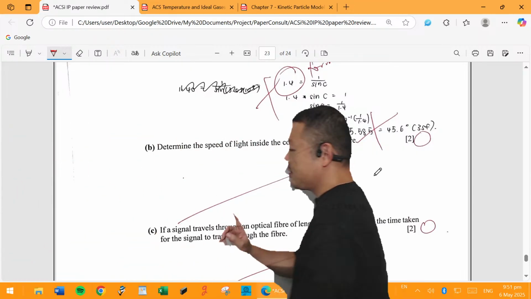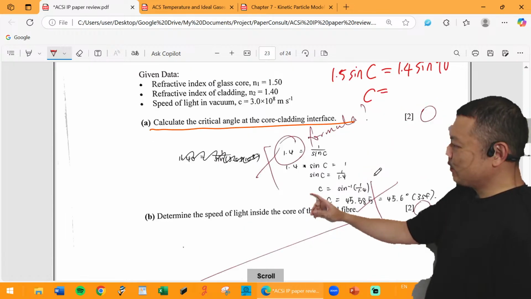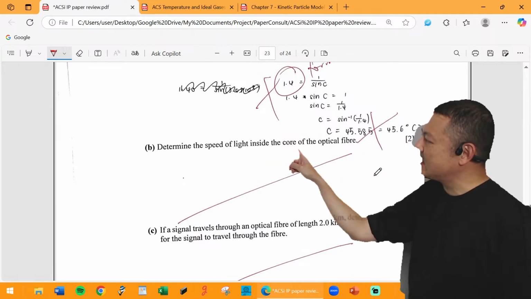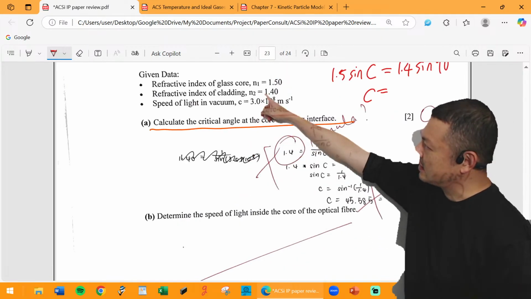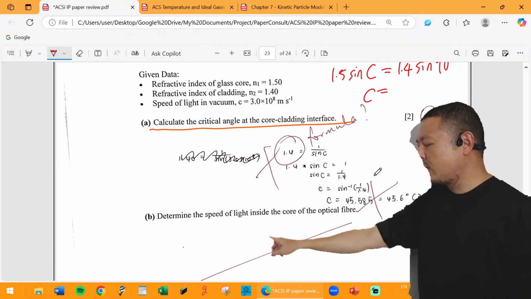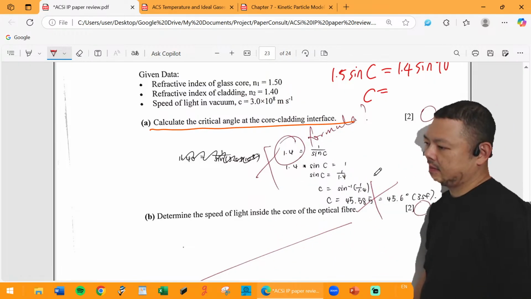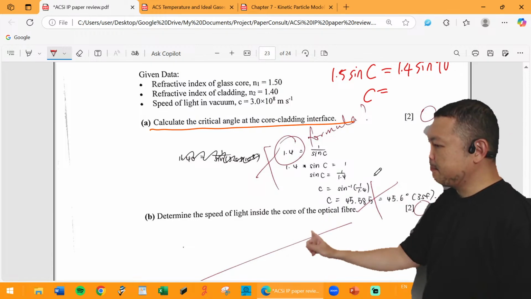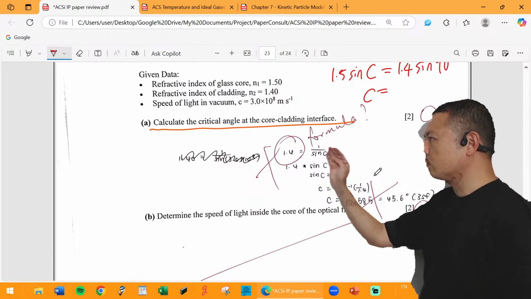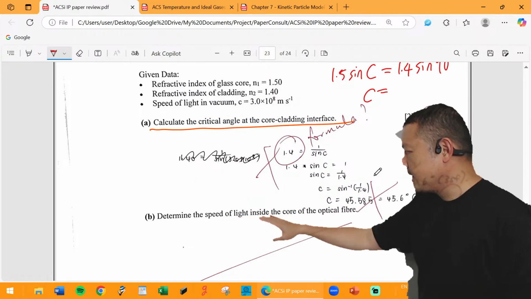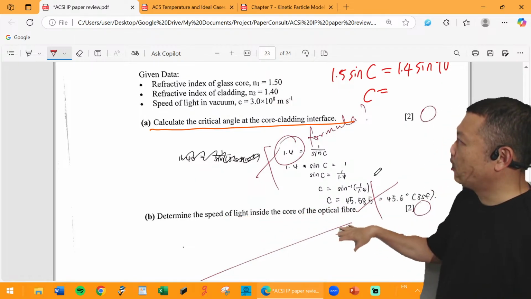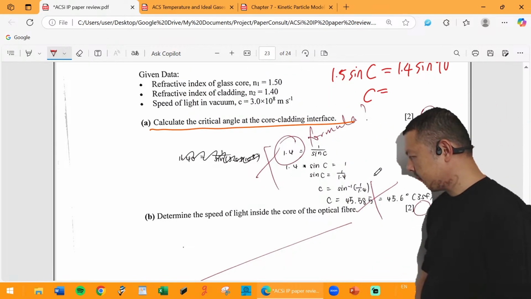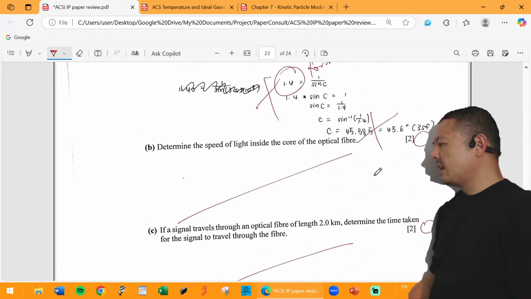Whoever set this paper is damn nasty. So if you have the critical angle, then you go and find the refractive index. Oh, sorry, the speed of light inside the core of the optical fiber is just based on the refractive index of the core, 1.5. So it's just 3 × 10^8 divided by 1.5. Part B is a non-related question to part A. Part B is just finding the speed of light inside the optical fiber core. So it's just 3 divided by 1.5. It's just the ratio of speeds. But because you lacked time, you probably left it blank already.